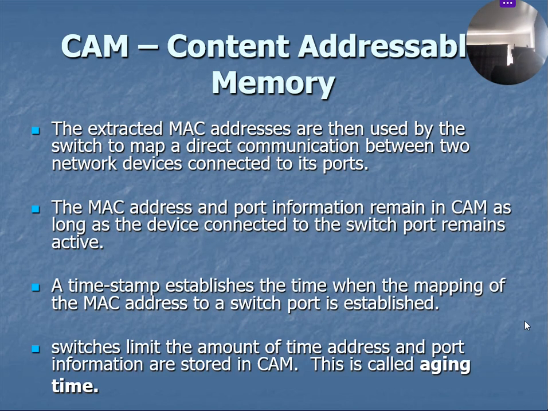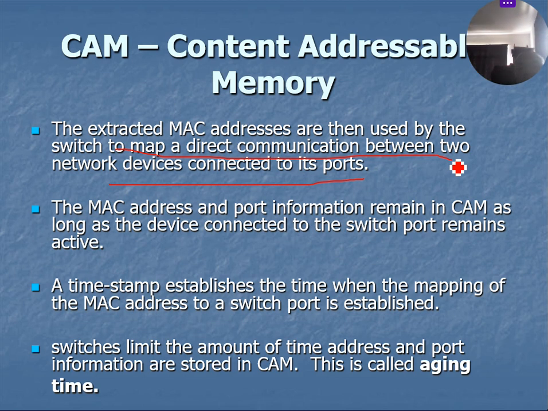Now let's move on quickly for the sake of time. The extracted media access control addresses are then used by the switch to map the direct communication between the two network devices that connect with the ports that they want to communicate with. So they use these extracted MAC addresses from the CAM in order to establish the connection and forward whatever they need to forward to each other, and isolate these two hosts or two ports that have established a connection among themselves.